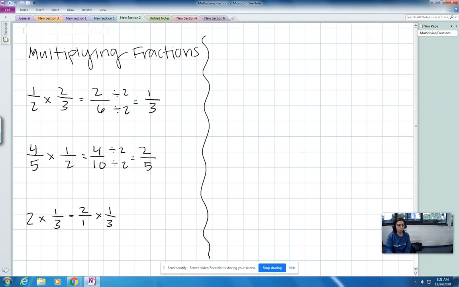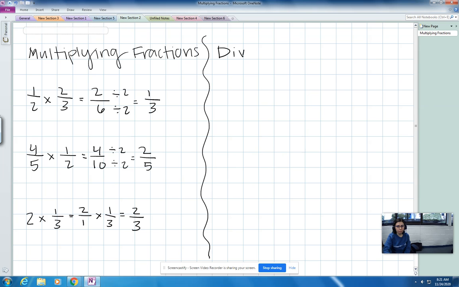So we're doing 2 wholes times 1/3. We multiply across the top and bottom. 2 times 1 is 2. 1 times 3 is 3. We get 2/3. We are not going to be able to simplify it. It is already simplified because the biggest thing that goes into both 2 and 3 is the number 1. And if we divide them by 1, they're just going to stay the same. So our final answer is 2/3.